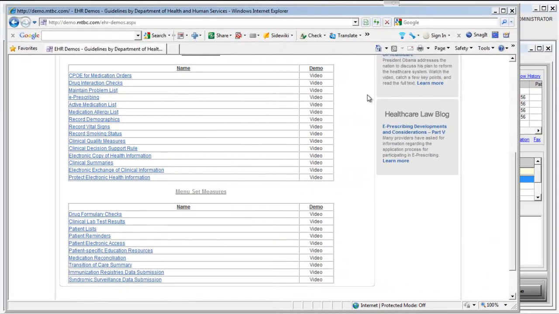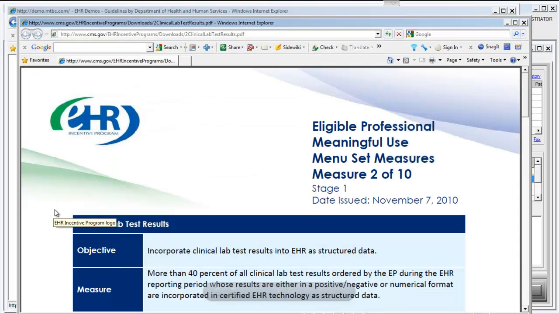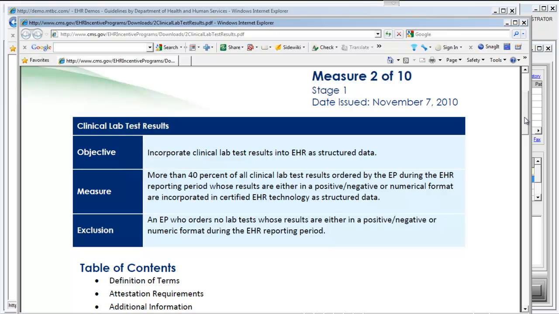First, let's open up the PDF from the MTBC website. This is the eligible professional meaningful use menu measure set, measure number 2 out of 10: incorporate clinical lab test results into the EHR as structured data. And here the measure is for more than 40% of all clinical lab test results which are ordered by the provider. They should be entered in a structured data format into the EMR.